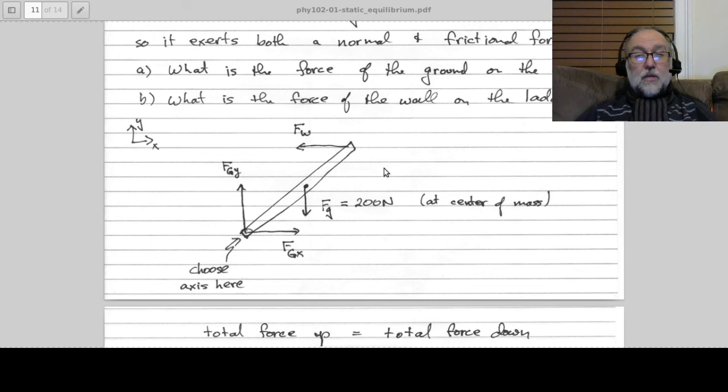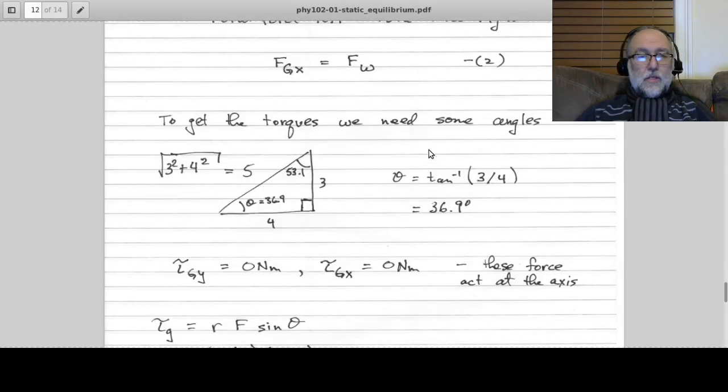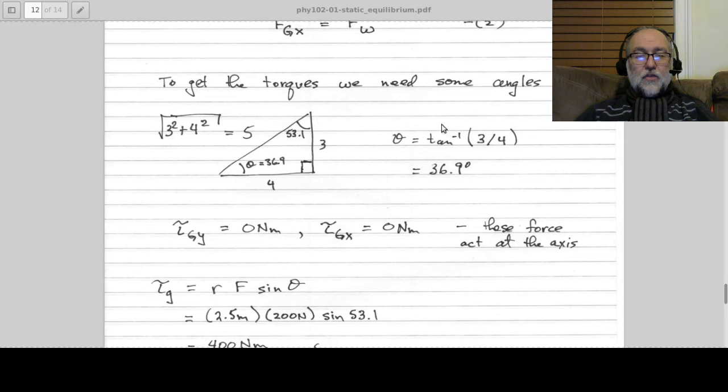Okay, so we have to do a little bit of geometry. There's no way in this problem to avoid the geometry that I'm going to show you. Okay, there's no way to avoid it. So here it is. To get the torques, we're going to need some angles. And here is a 3, 4, 5 right angle triangle. Okay, and this angle right in there between the 4 and the 5 side, that's 36.9 degrees, and the angle between the 3 and the 5 side there is going to be 53.1.